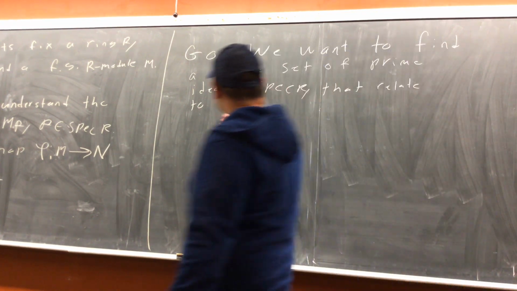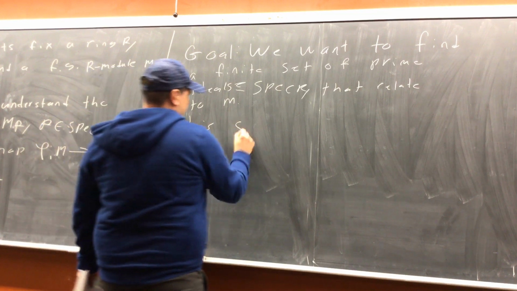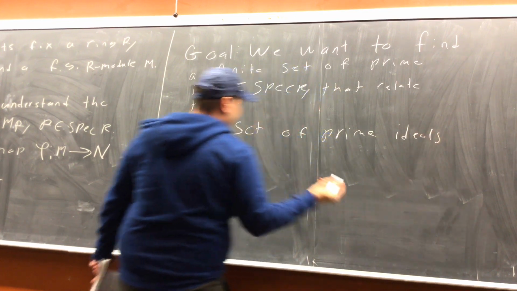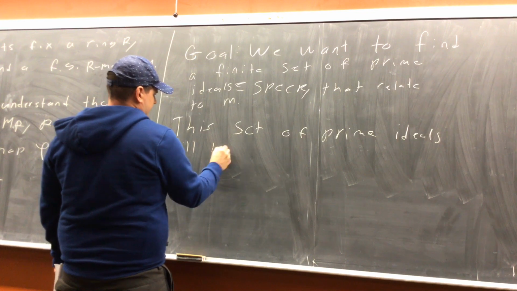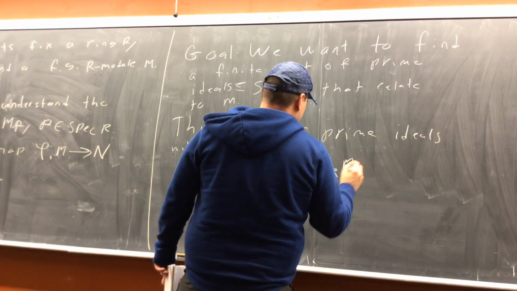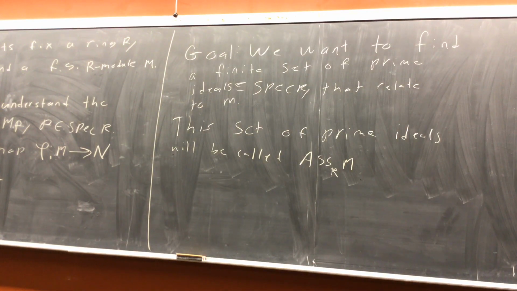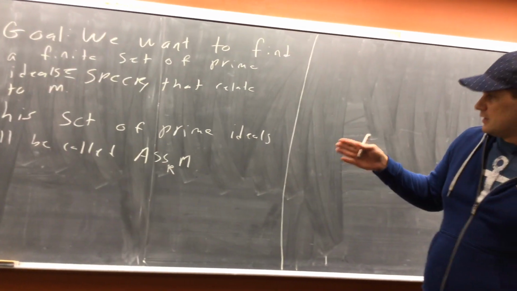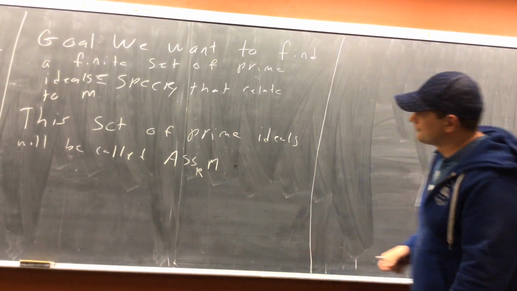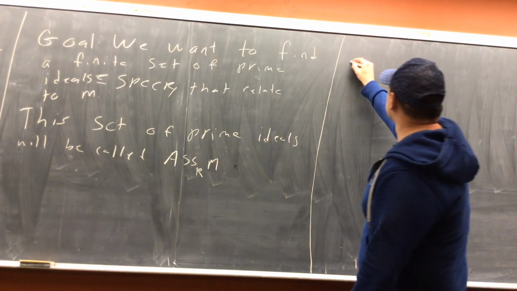Okay, so this set of prime ideals will be called the associated primes of M. And so we'll recover this notion: if we had just a scheme now, or an affine scheme, then the associated points will be the associated primes of the overarching ring as a module over itself.